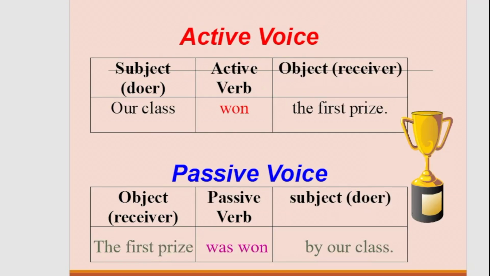Our class won the first prize. Our class won the first prize. The first prize was won by our class. الجملة هنا في حالة الماضي won عندما المضارع أو المصدر win. The first prize was عشان مفرد was won by our class. The first prize was won by our class.